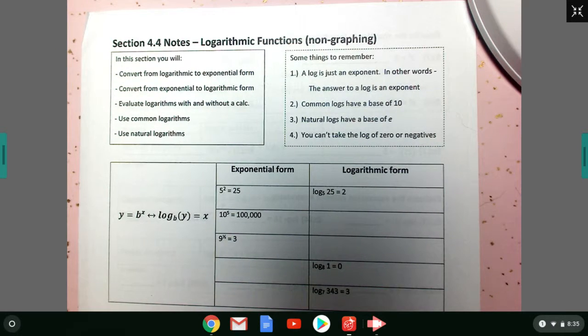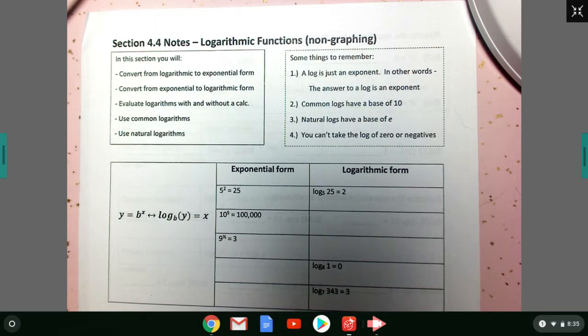We're going to do our notes on section 4.4 continued. This time in logarithmic functions, we're going to look at everything but graphing. So in this section, you will convert from logarithmic to exponential form and then back, as well as evaluate logarithms without a calculator. We will use common logs and natural logs as well.